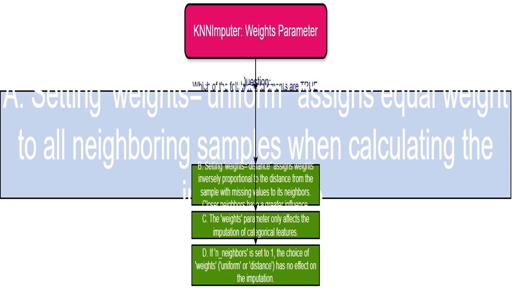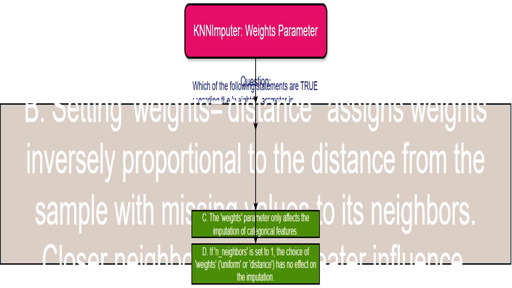Let's consider statement A. If you set uniform, I'm using each neighbor equally when computing the average to fill in the missing spot. It's like a simple average. Now, statement B deals with distance. Here, closer neighbors matter more.